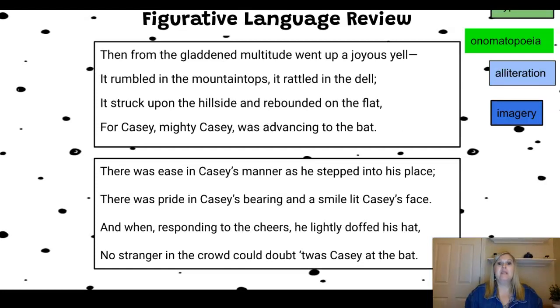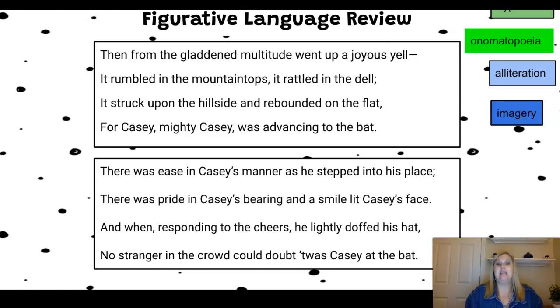Okay, the next two stanzas. Then from the gladdened multitude went up a joyous yell. It rumbled in the mountain tops, it rattled in the dale. It struck upon the hillside and rebounded on the flat, for Casey, mighty Casey, was advancing to the bat.